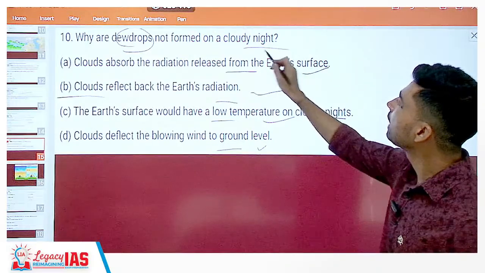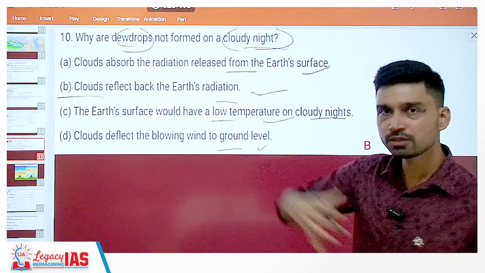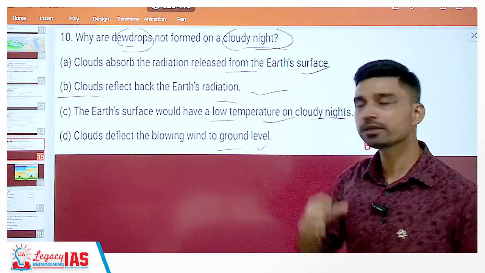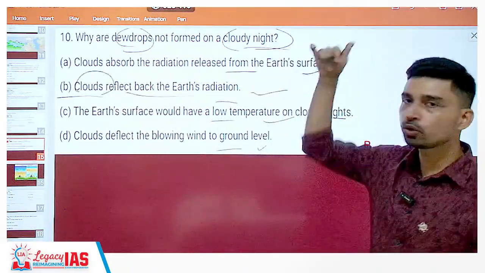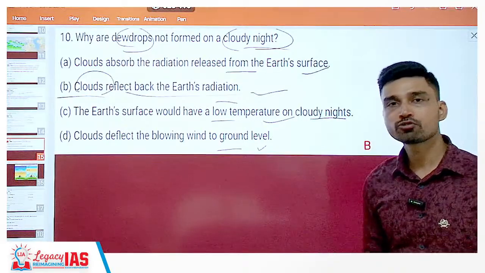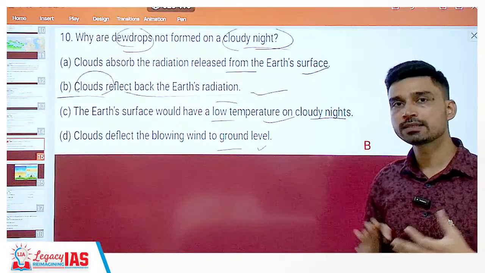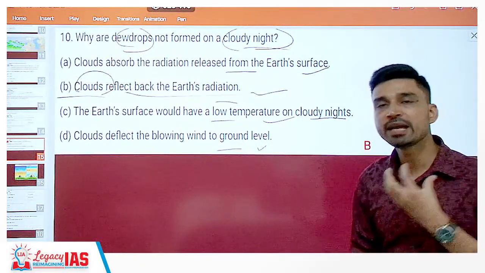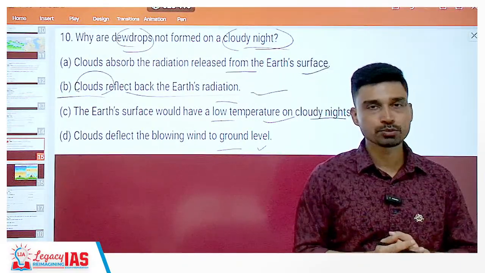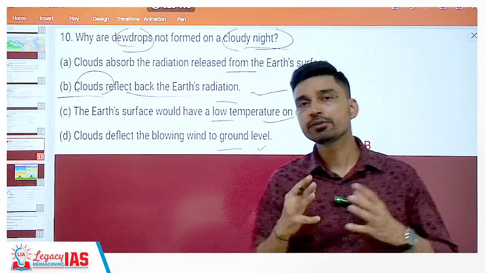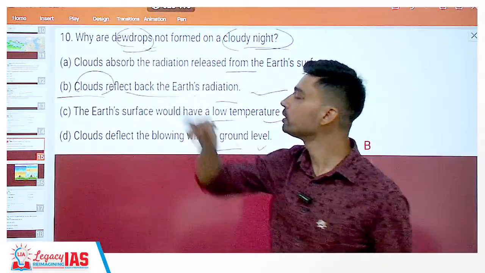So on nights where the cloud concentration is higher, what will happen? The Earth is losing its energy in the form of long wavelength terrestrial radiation, but this energy is reflected back by the clouds to the Earth's surface. Earth is trying to lose energy and become cooler, but the clouds are reflecting back all the energy to the Earth's surface. Thus it is not able to lose the heat and it remains warmer. If the Earth remains warmer, the air lying just above the Earth's surface will also remain warm. And as the air above the surface remains warm, condensation does not happen, and that is why dew does not form.